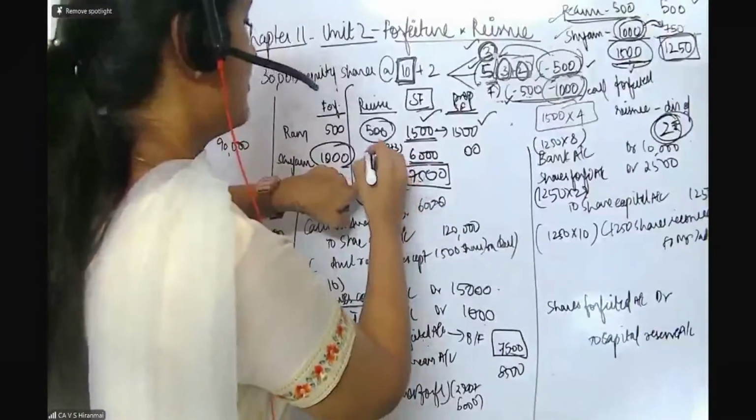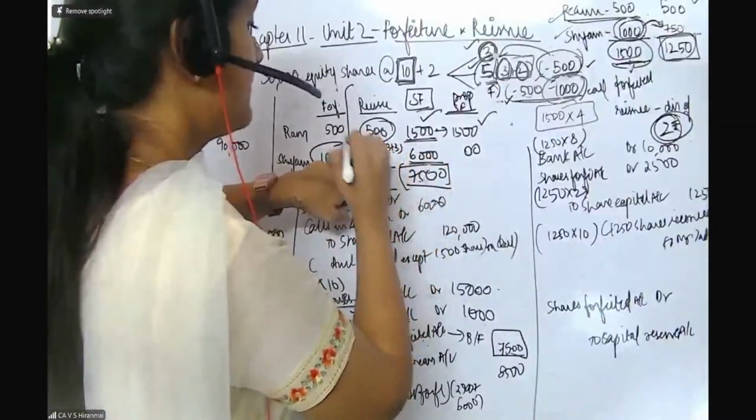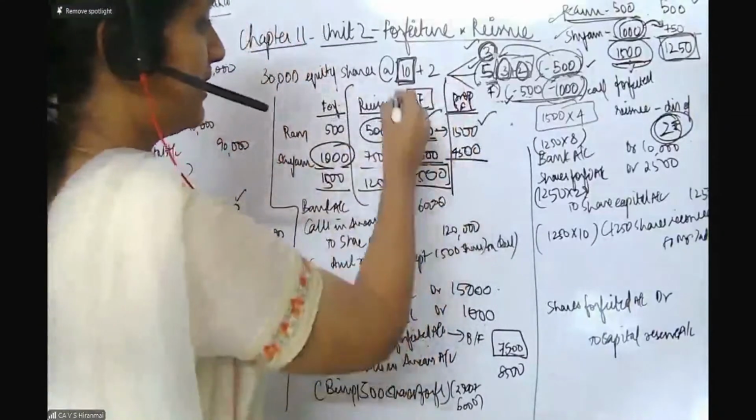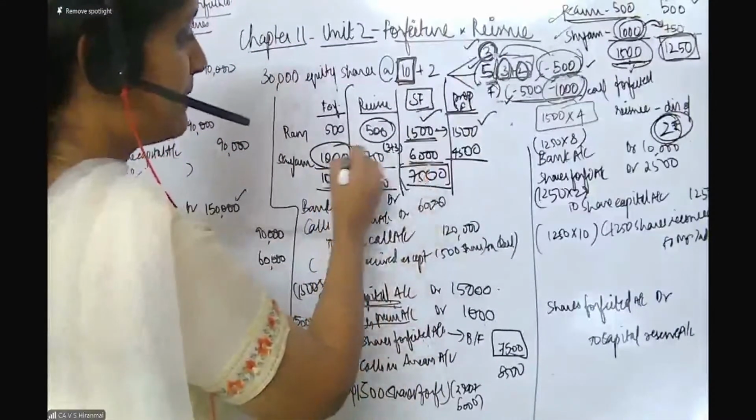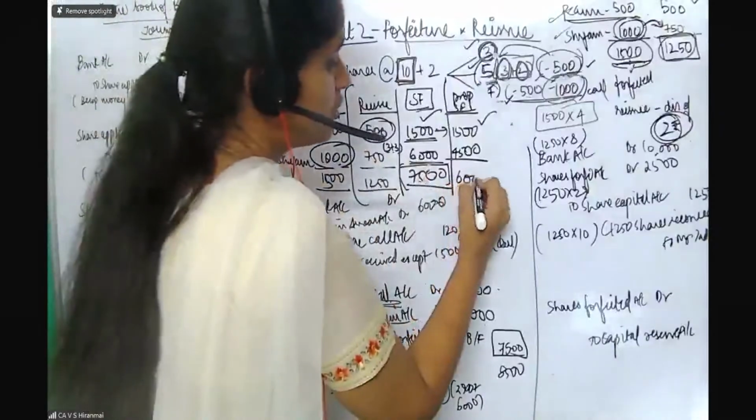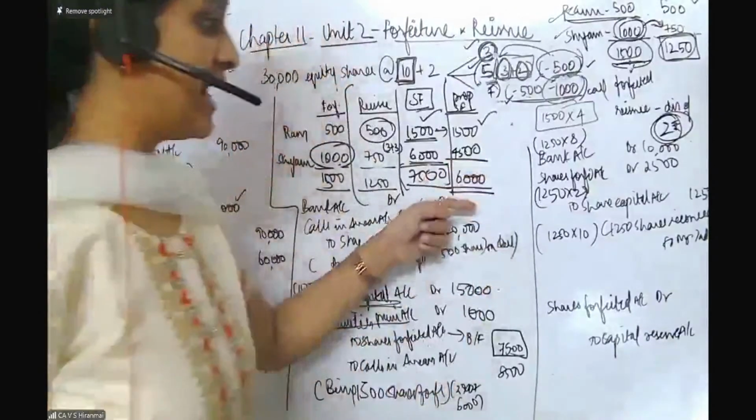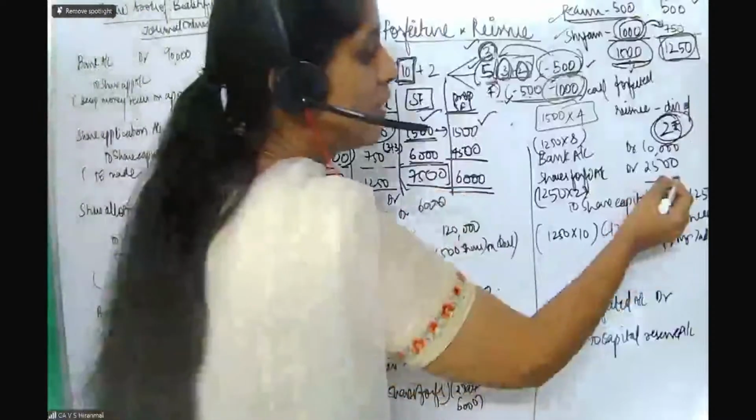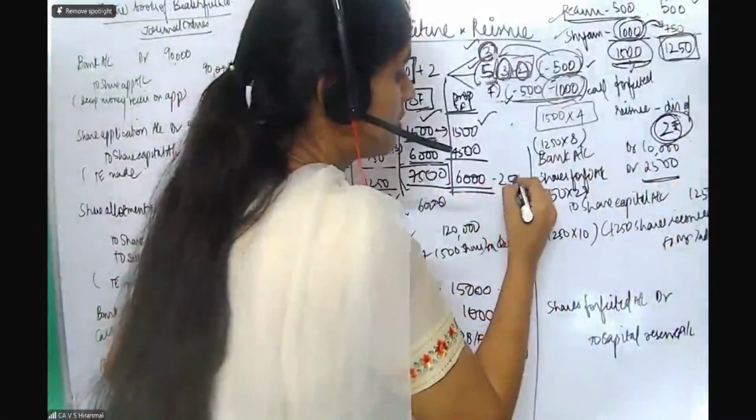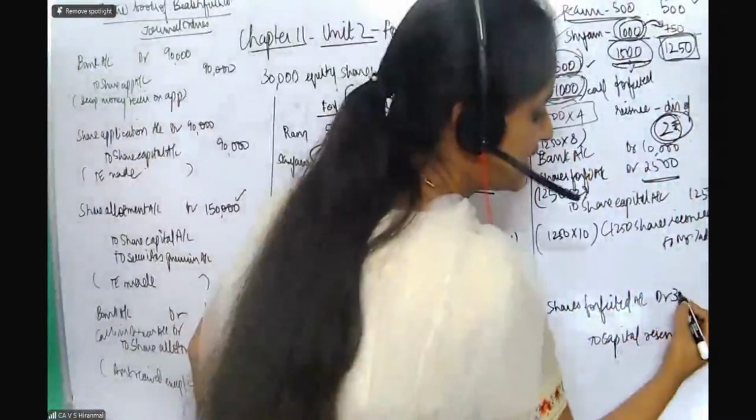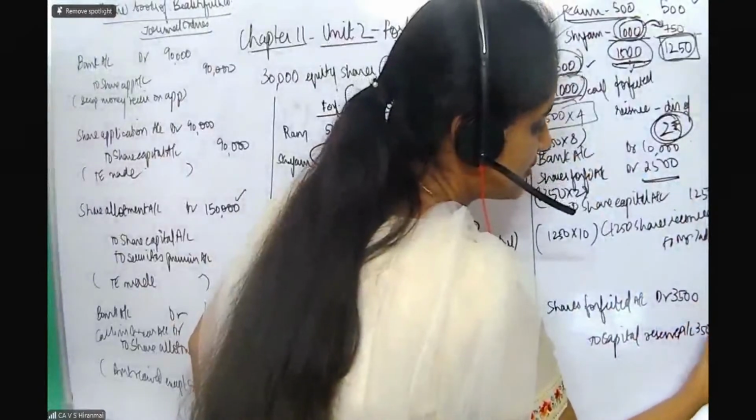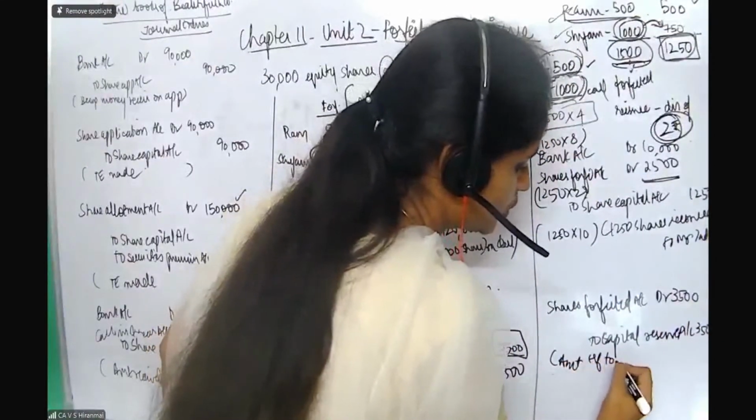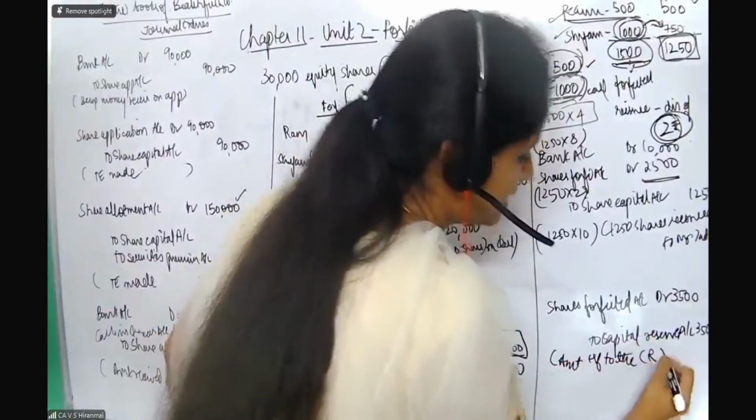4,500. I have converted it. That is nothing but 6,000 divided by 1,000 into 750. So the actual value will come to 6,000 rupees. Now, how much is the loss? Minus 2,500. So the final entry will be 3,500. 3,500 amount transferred to the capital reserve.